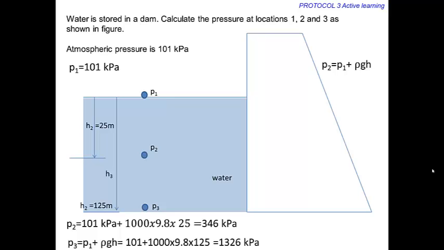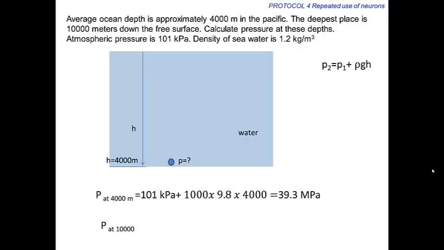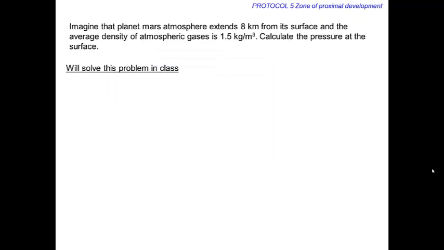Average ocean depth is approximately 4000 meters in the Pacific. The deepest place is 10,000 meters down from the free surface. Calculate pressure at these depths. Assume atmospheric pressure is 101 kilopascals. Density of seawater is 1.2 kilograms per meter cube. Using the previous equation, we can find the pressure at these locations. Now we know that pressure at these depths is dangerously high. We will solve this problem in class.